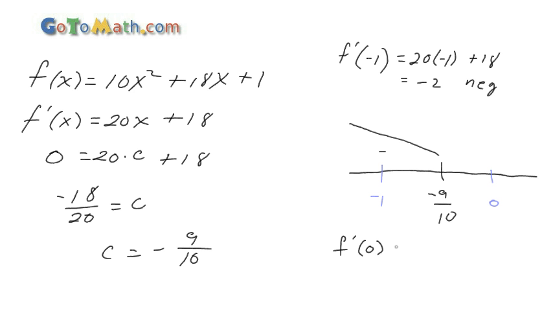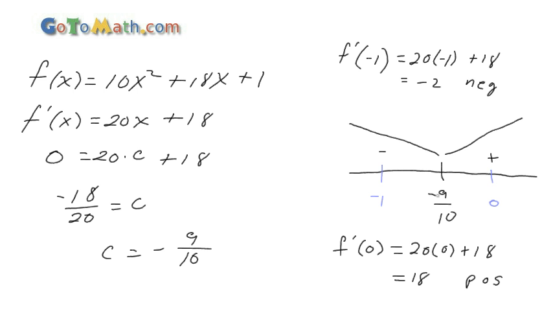f prime of 0, plugging 0 in, so you got 20 times 0 plus 18, and that's easy enough. Always use 0 if you can. You get 18, so that's positive. So we'll put a plus sign right here so we know the graph is increasing. So we got decreasing from negative 9 tenths, and of course negative 10 over 10 would be negative 1, so we know that's less than that right there, right? Or I don't know, to the right of it anyway.